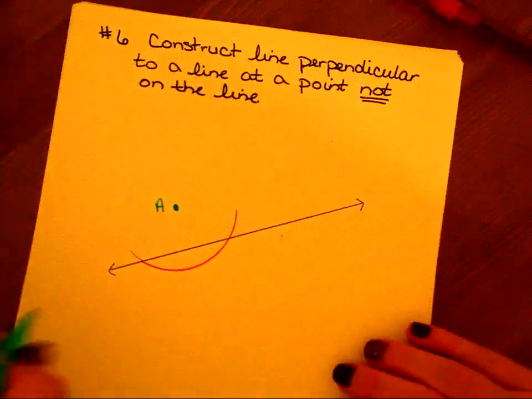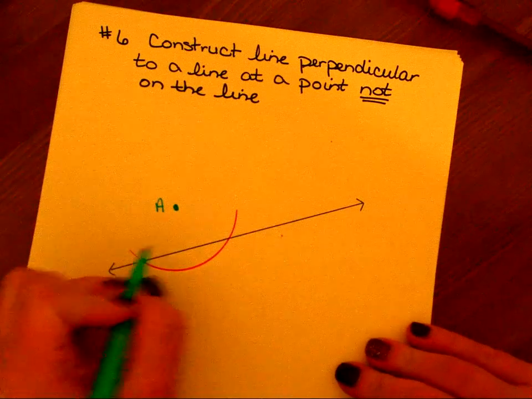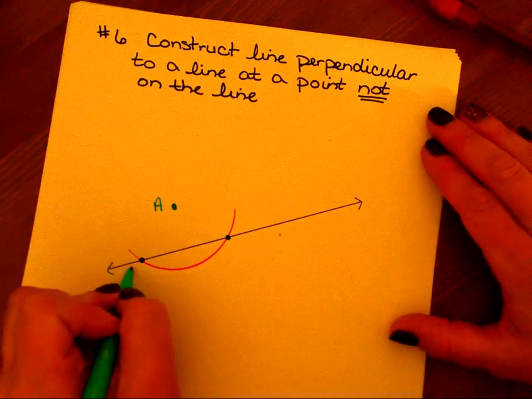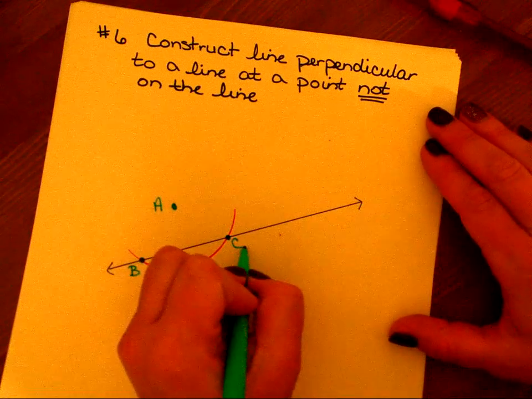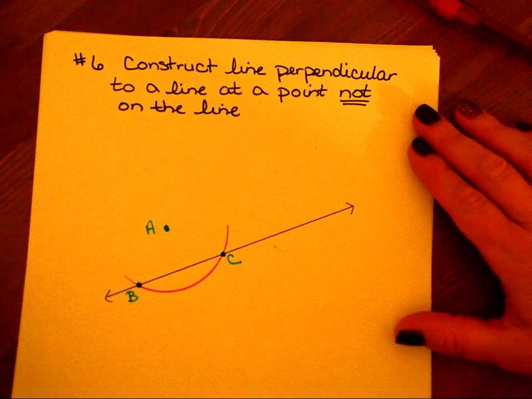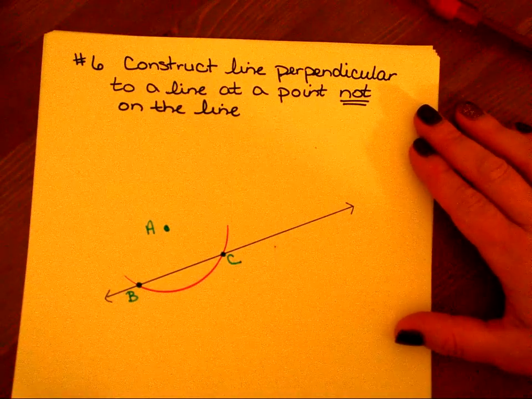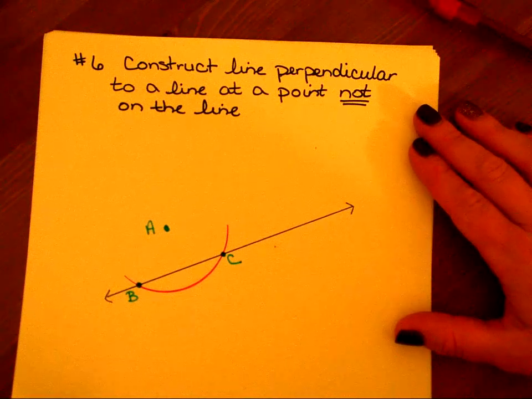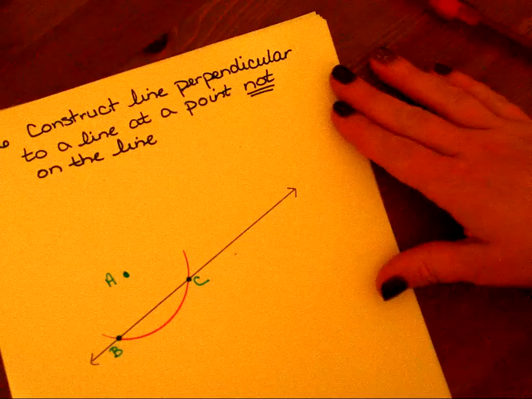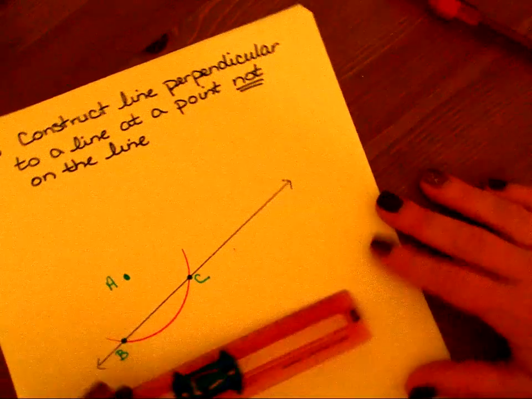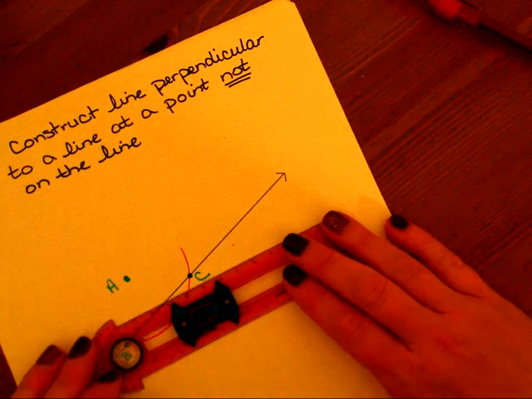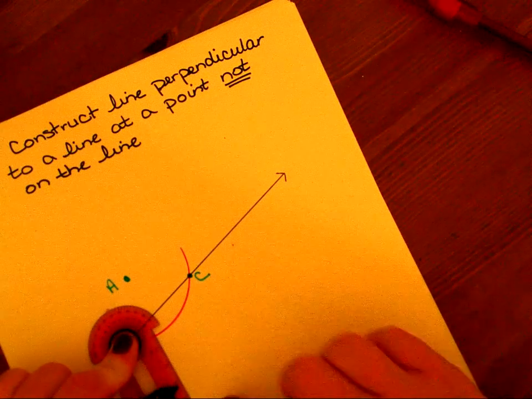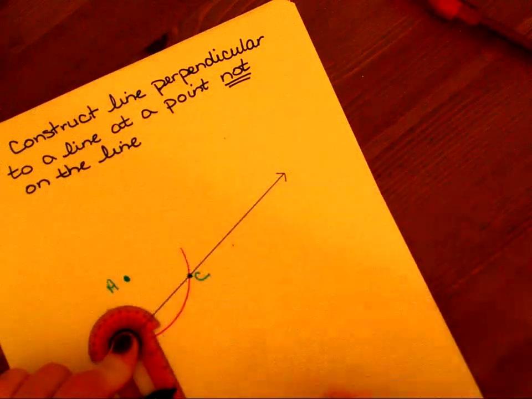At the intersections with my line and the swipe that I just made, I'm going to make 2 points. I'm going to label them B and C. And now we are going to place our compass down over here on point B. And we need to make a swipe above and below.